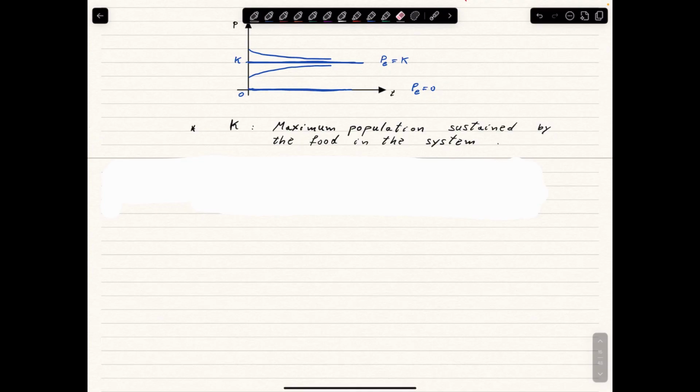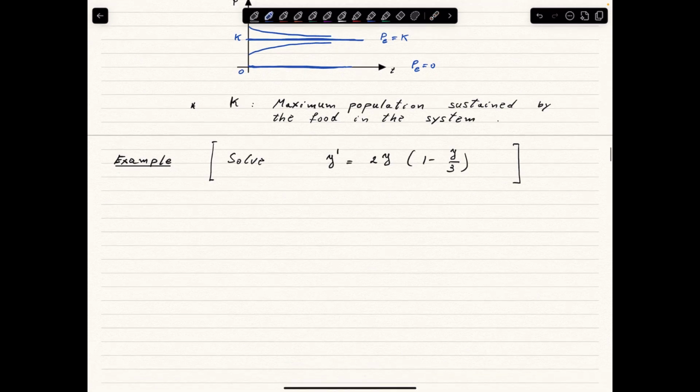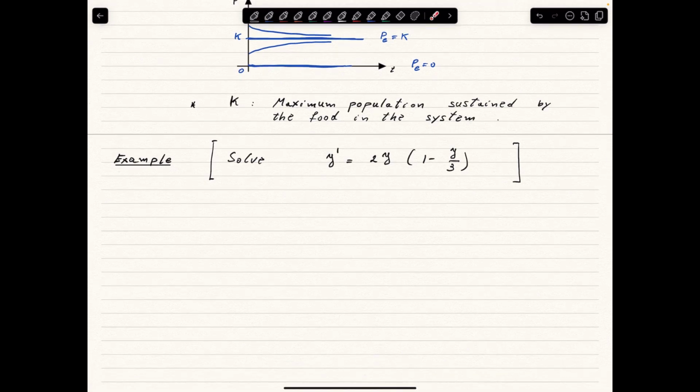And now what we are going to do in the last part of the class is find the exact solution of this equation, because we know how to do it, because this equation is very easy to write into a separable equation. So let's solve this equation. Here we are choosing r equal 2 and the carrying capacity k equal 3, just to have some values. And let's solve it.